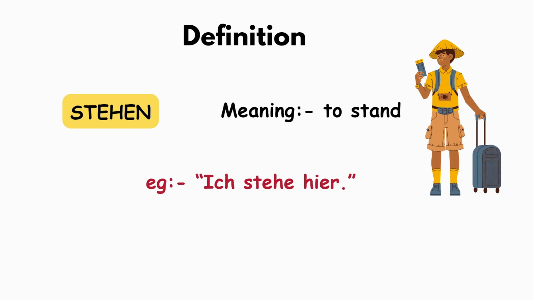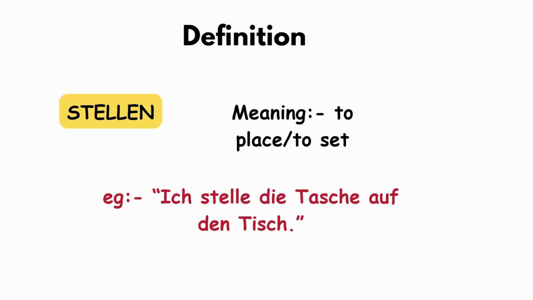So first, let us understand their meaning. Stehen means to stand. For example, ich stehe hier. I am standing here. Whereas stellen means to place something or to set something up. For example, ich stelle die Tasche auf den Tisch. I place the bag on the table.